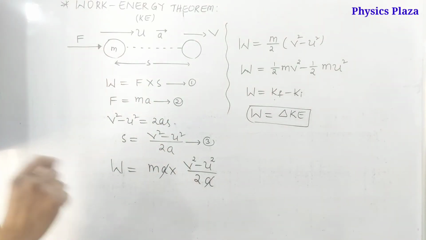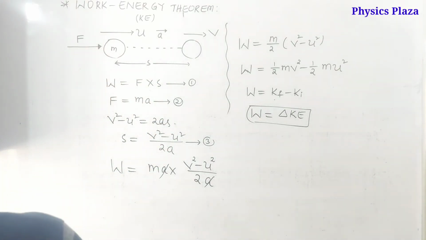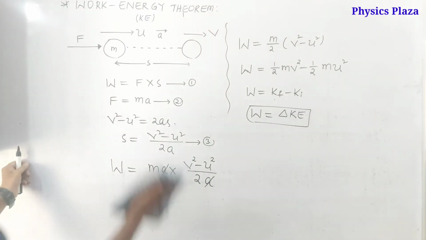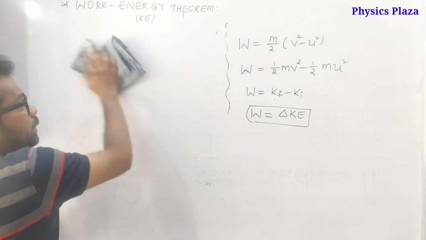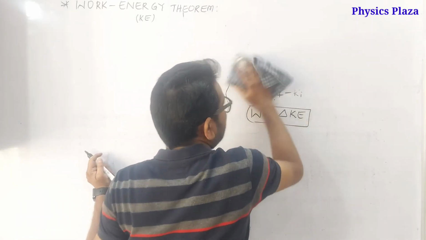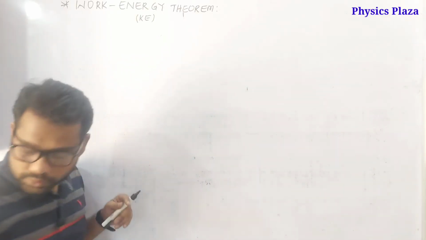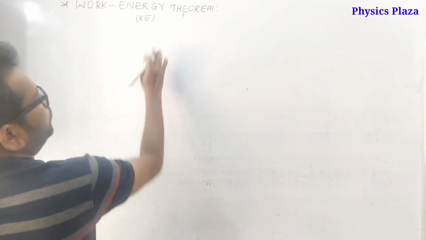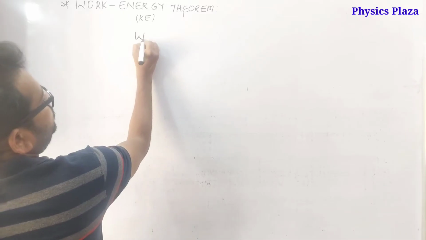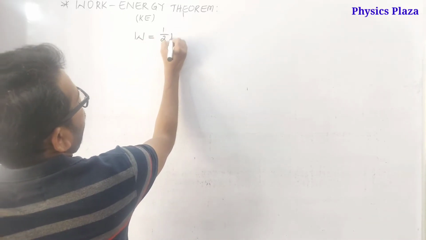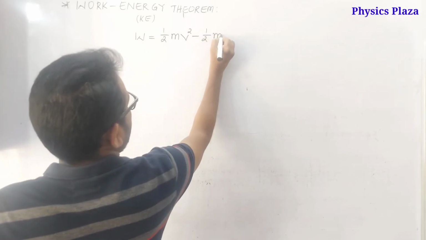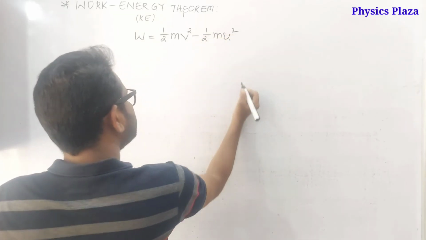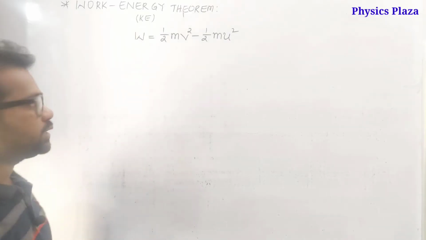We will try to solve one important numerical, children. Just copy it. As I told you, they may ask you to write the statement, or they may ask you to write the mathematical form. What is that mathematical form? W is equal to half m v square minus half m u square. Now let us see how the numerical will be asked based on this.